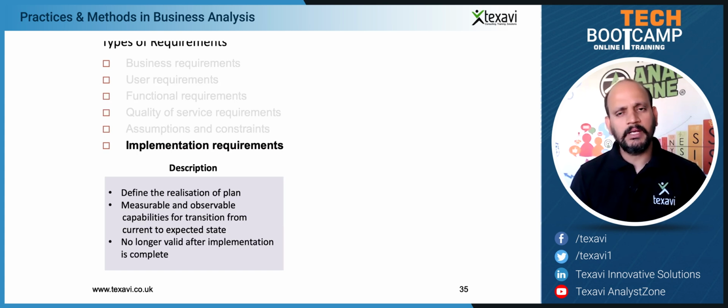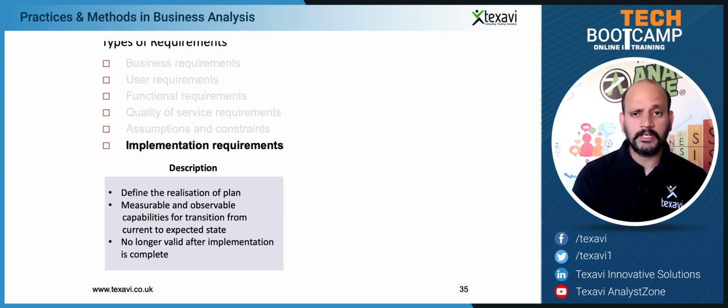All of these, as BAs, we should specify really clearly, crystal clear, so there's no doubt for the person who is actually designing the solution, whether it could be the architect or the person designing the visual aspects of it. And the implementation requirements are basically driven by the solution. So once the solution is deployed, then it's no longer valid. You don't have to really be bound by it because they change as per the technology.